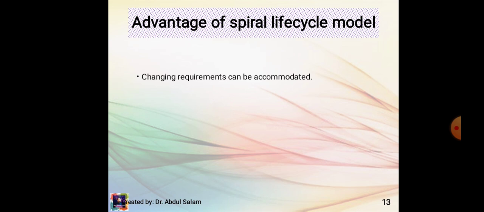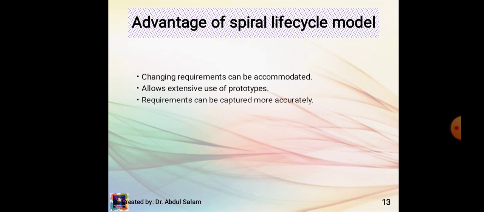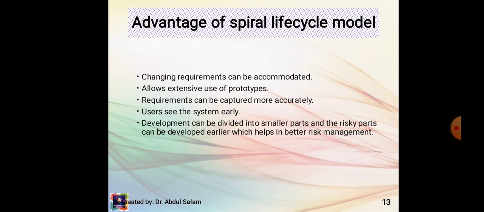Here are some advantages of the spiral life cycle model. Changing requirements can be accommodated, it allows extensive use of prototypes, requirements can be captured more accurately, users see the system early, development can be divided into smaller parts and the risky parts can be developed earlier, which helps in better risk management.